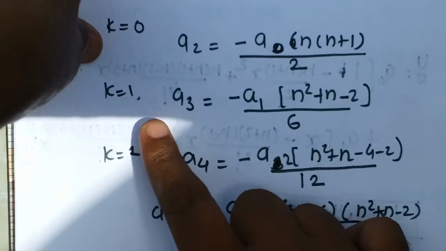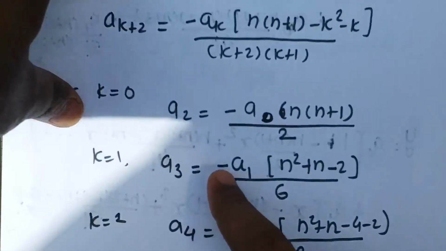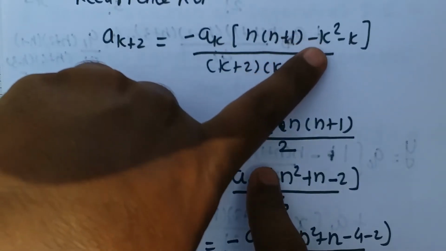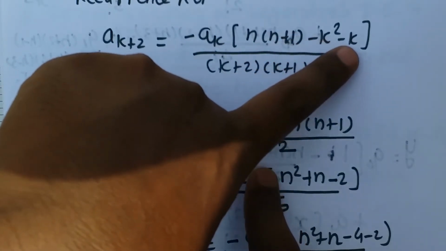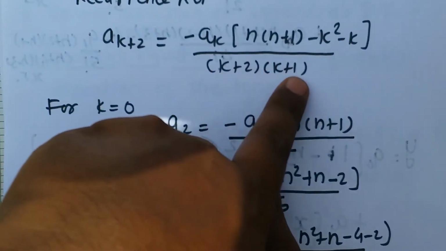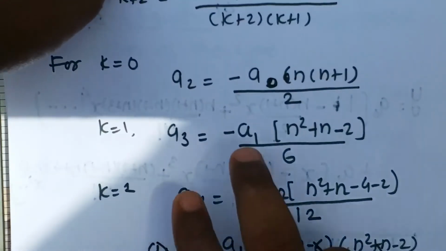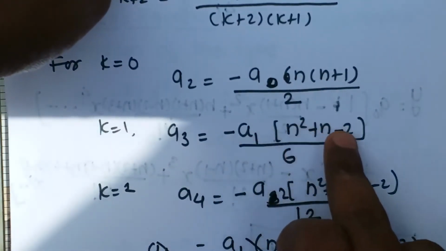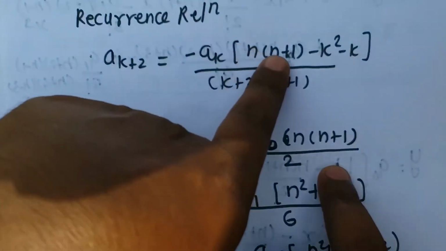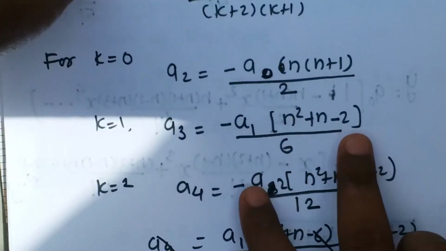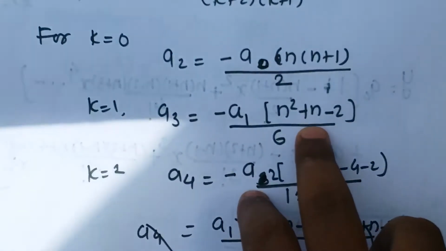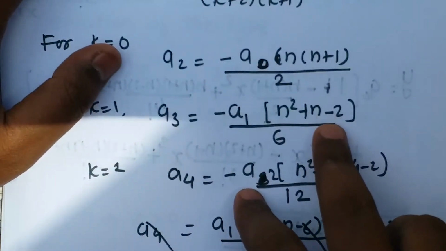Now for a3, put k equal to 1. So a3 equal to, on the right we'll have a1 into n into n plus 1 as it is. Here we are putting k equal to 1, so 1 minus 1 minus 1 minus 2 will become, and here 1 plus 2, 3 into 2, 6. So we'll have minus a1 into n square plus n minus 2 upon 6. This n square plus n is obtained after multiplying by n inside. Okay, now this is the second degree polynomial. Again, this can be factorized. Two factors of this polynomial we can determine as n plus 2 and n minus 1.